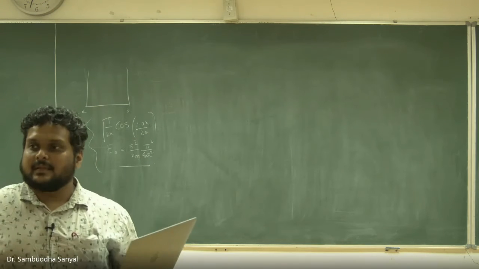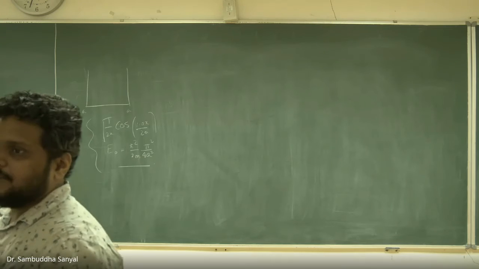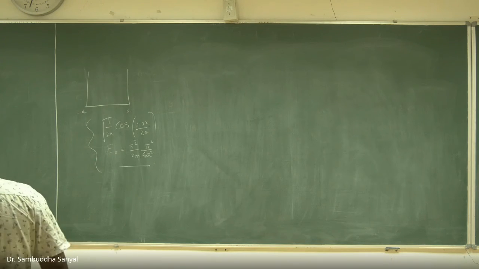No, sir, the length is 2. Okay. Also, there should be no node. We can write 2n plus 1 pi by 2, that kind of sign. Yeah, we can also write an odd number. Yeah, that is fine.